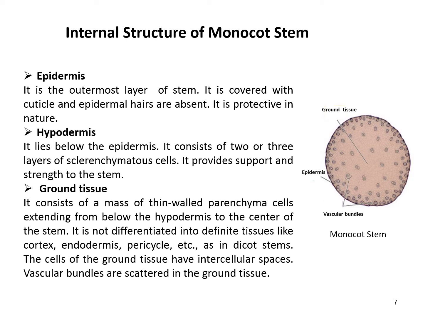as in case of dicot stems. The cells of the ground tissue have intercellular spaces. Vascular bundles are scattered in the ground tissue. You can see in the picture.